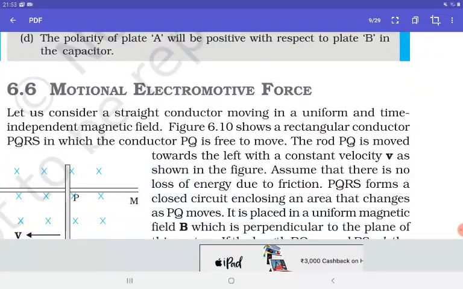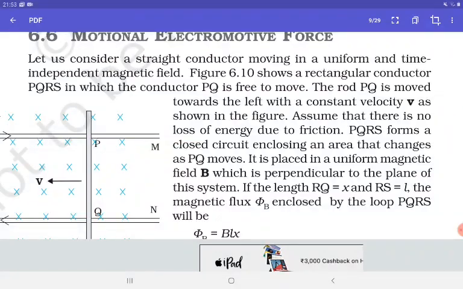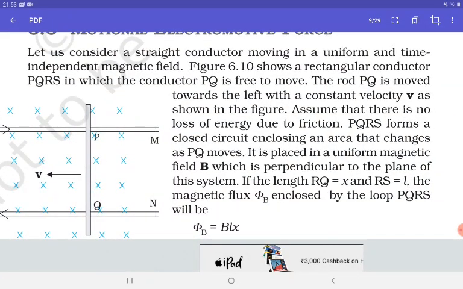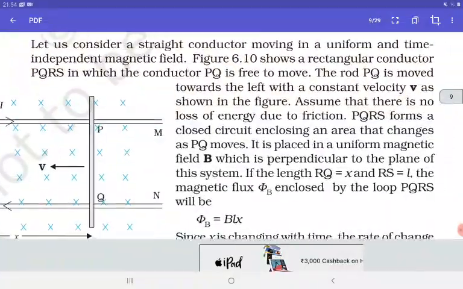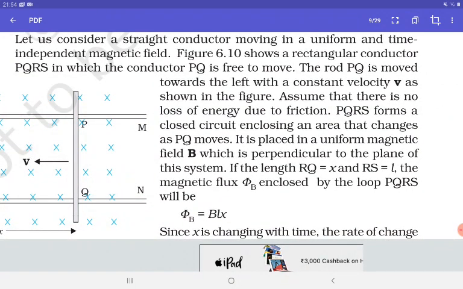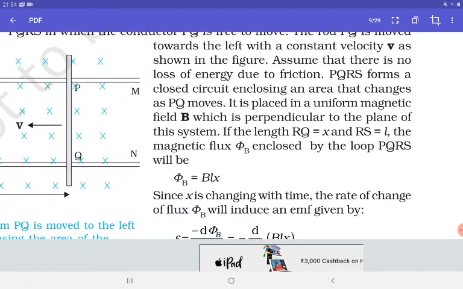Let us consider a straight conductor moving in a uniform and time independent magnetic field. Figure 6.10 shows a rectangular conductor PQRS in which conductor PQ is free to move. The rod PQ is moved towards the left with a constant velocity v as shown in the figure. Assume that there is no loss of energy due to friction. PQRS forms a closed circuit enclosing an area that changes as PQ moves. It is placed in a uniform magnetic field B which is perpendicular to the plane of the system.